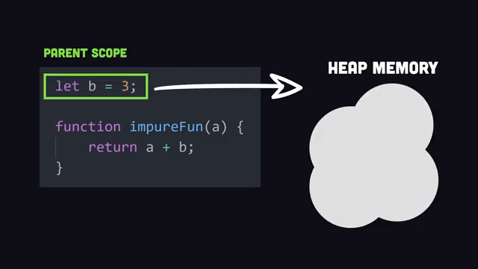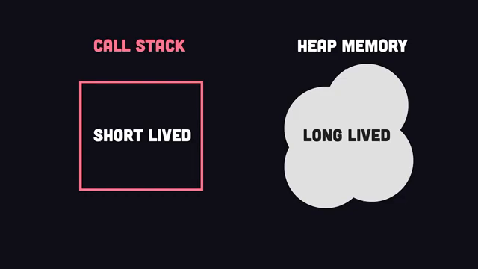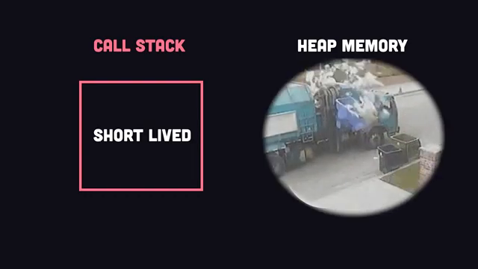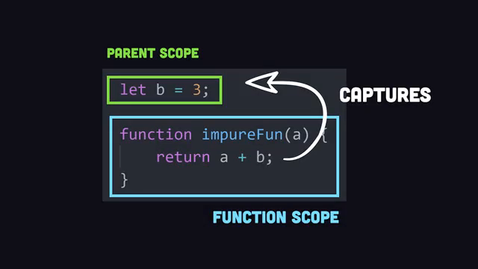That area of memory is called the heap, and unlike the call stack, which is short-lived, it can keep data in memory indefinitely, then decide when to get rid of it later with the garbage collector. So a closure is not just a function, it's a function combined with its outer state or lexical environment.